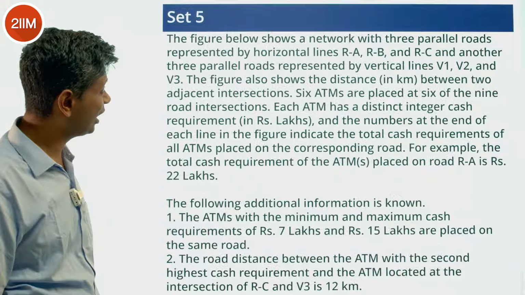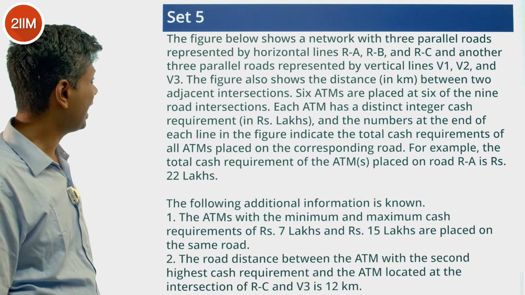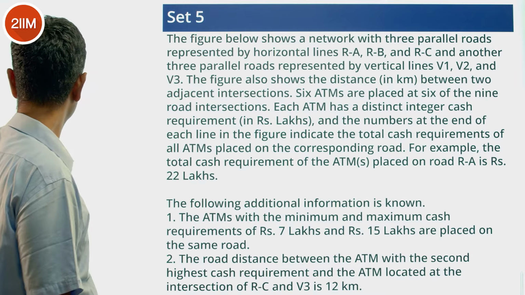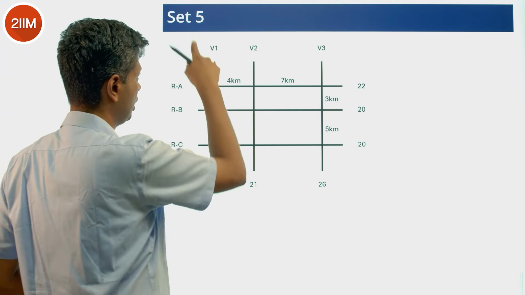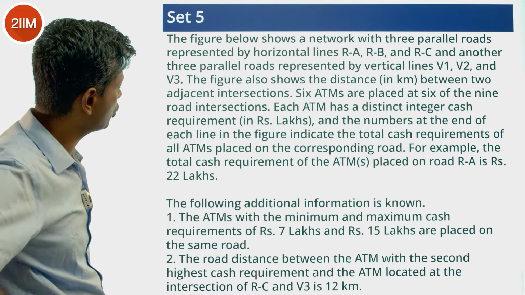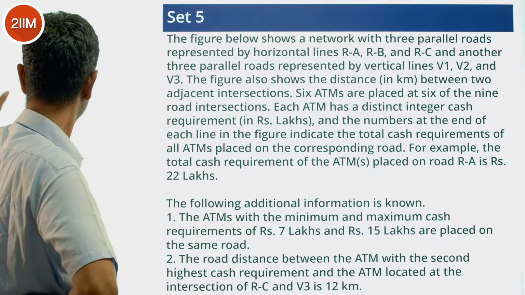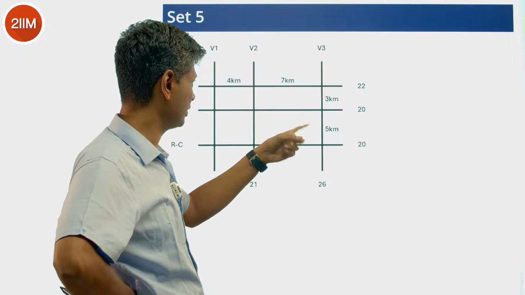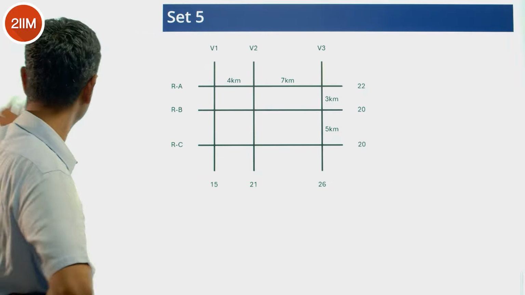The figure below shows a network with 3 parallel roads represented by horizontal lines RA, RB and RC, and another 3 parallel roads represented by vertical lines V1, V2 and V3. Let me see the diagram. RA, RB, RC, V1, V2, V3. The figure also shows the distance in kilometers between 2 adjacent intersections. Nice. 4 and 7, 3 and 5. This is 4, 7, 4, 7, 3, 5, 3, 5. Simple rectangles. We're not dealing with anything complicated.